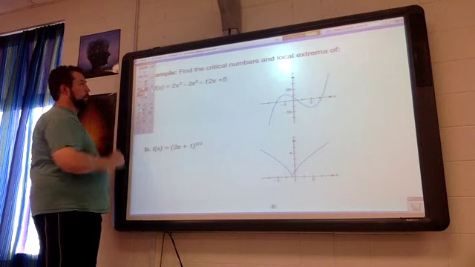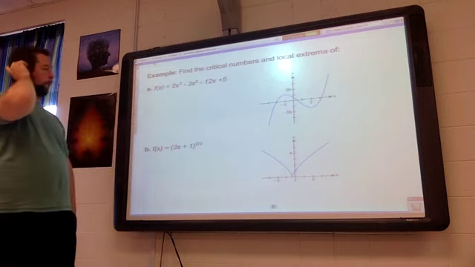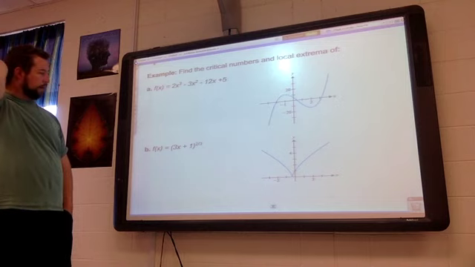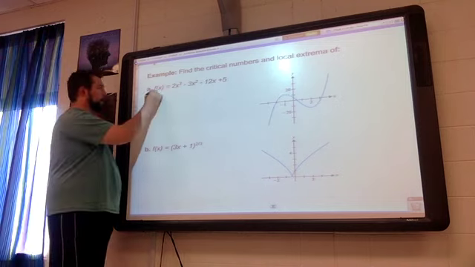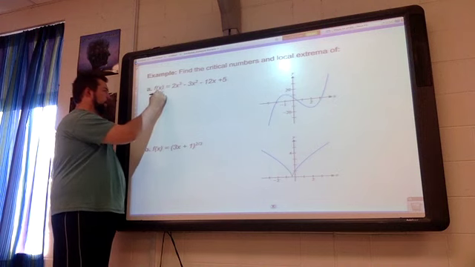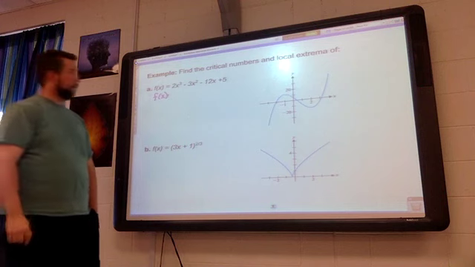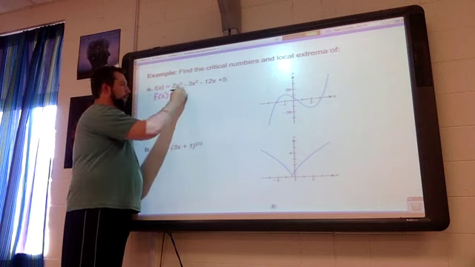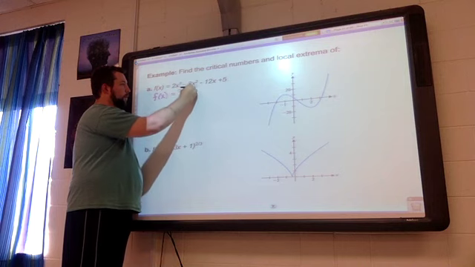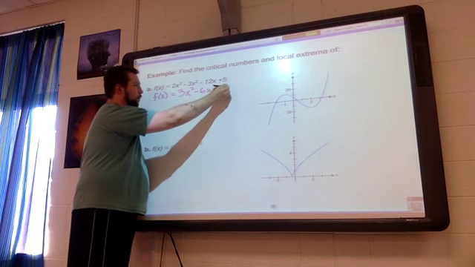All right, so let's look at a couple examples. Find the critical numbers and local extrema of the following. And I've provided the graphs here for us. Let's do the calculus though. According to Fermat's theorem, we can find the critical numbers, which we can do by finding the derivative. In this case, this is 3x squared minus 6x minus 12.